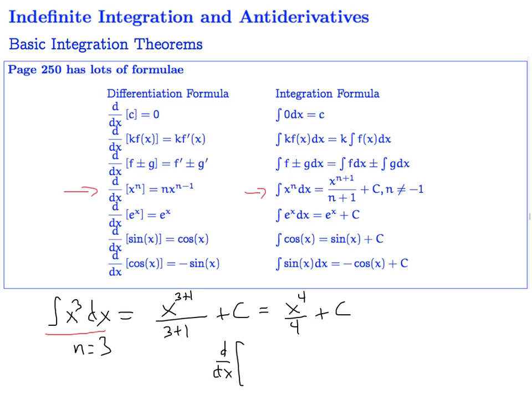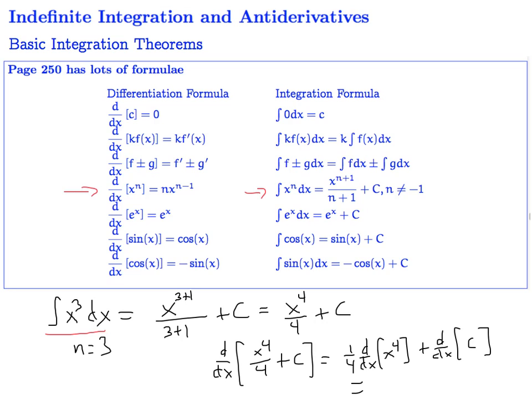If I take the derivative of x to the 4th over 4 plus c, well, let's see what I get. I can break this up into 1/4 the derivative of x to the fourth plus the derivative of a constant. And now what happens here? Well, in this case, I'm going to get 1/4 of 4x cubed plus 0, which simplifies down to x cubed. So I did get a correct answer. I just have to remember that instead of bringing the power down and subtracting 1, I have to add 1 to the power in the exponent and divide by it so that they'll cancel in the end.